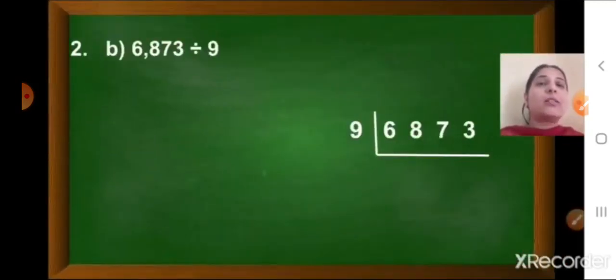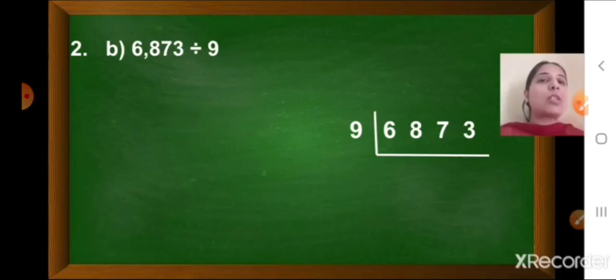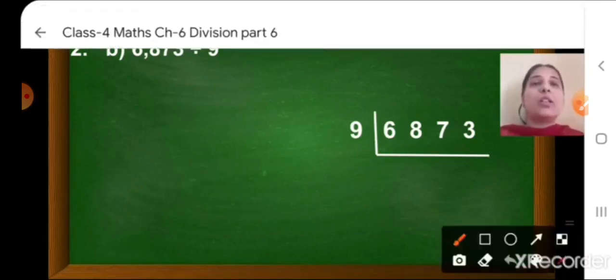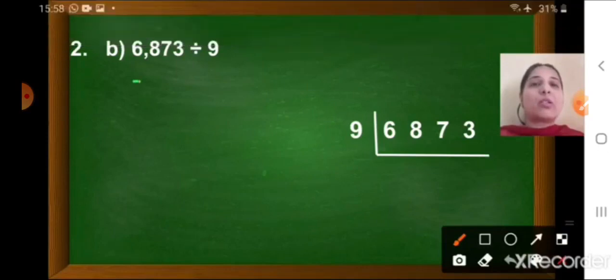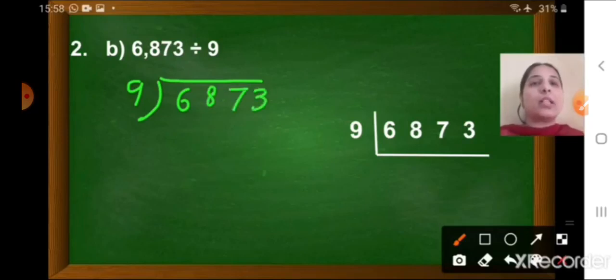Now the next is number B, 6873 divided by 9. So let's do it first using long division method. So 9, there we will write 6873. So first we will take the first two digits of the dividend, that is 68. So 9 sevens are 63, 9 eights are 72, which will be more than this 68.